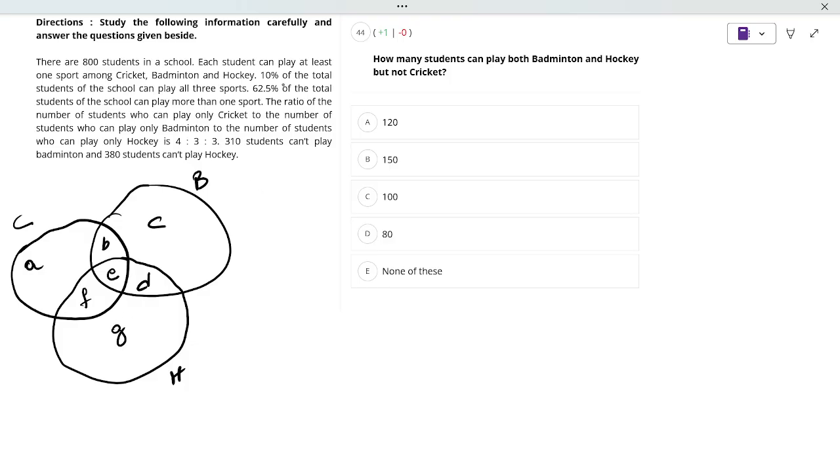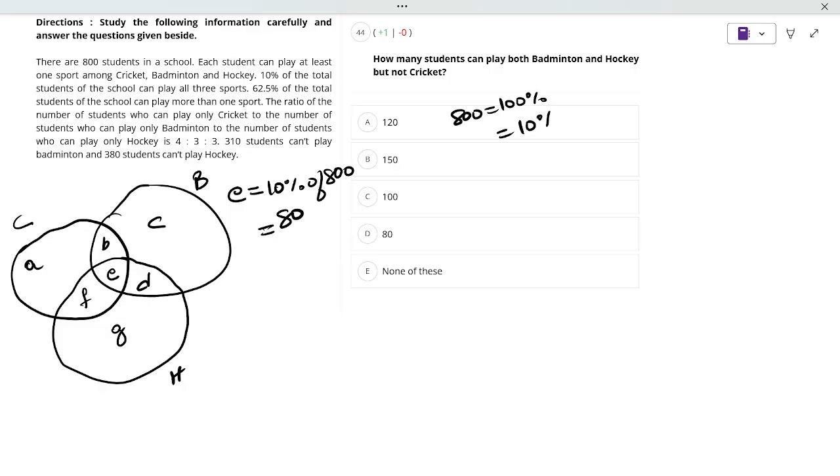Now in the question, 10% of the total students of the school play all 3 sports. That means we're talking about E. E is equal to 10% of the total students, which is 800. So 10% of 800 is 80. How did I get that one? So here 800 is equal to 100% because that's the total percent, right? So here this will give us 10%.